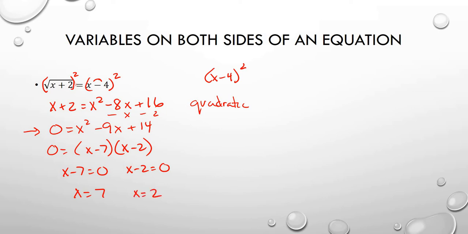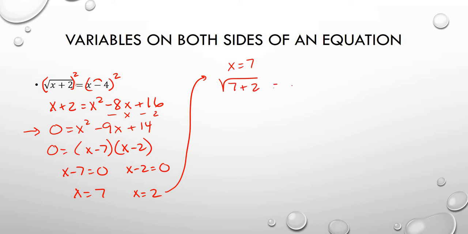I could have done complete the square. I could have done the quadratic formula. And we have lots of tools now to solve a quadratic equation. All right, let's check these. I'm going to check x equals 7. The square root of 7 plus 2 equals 7 minus 4. The square root of 9 equals 3. 3 equals 3. Perfect.